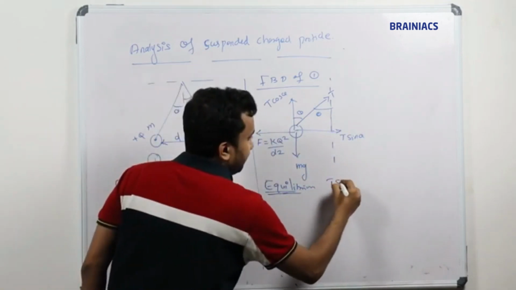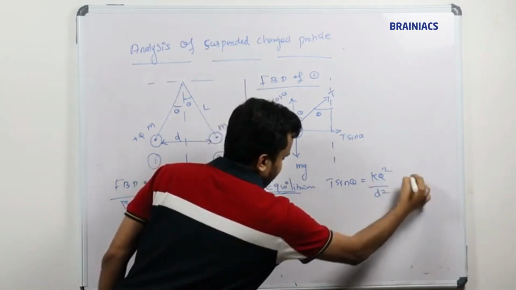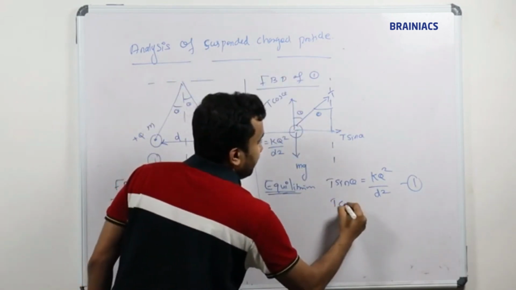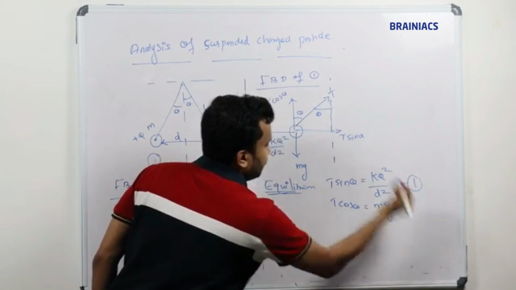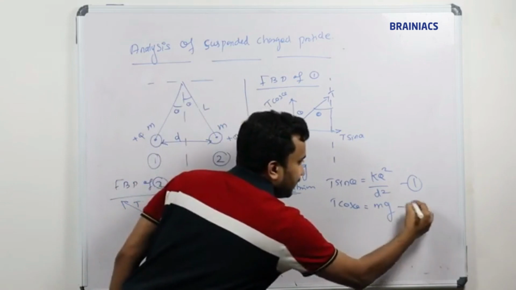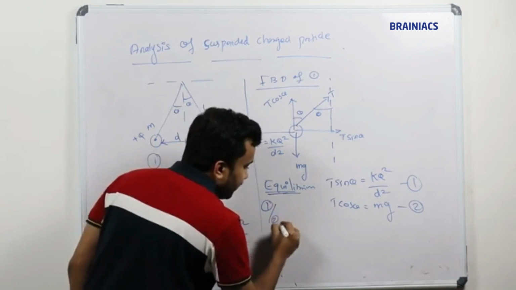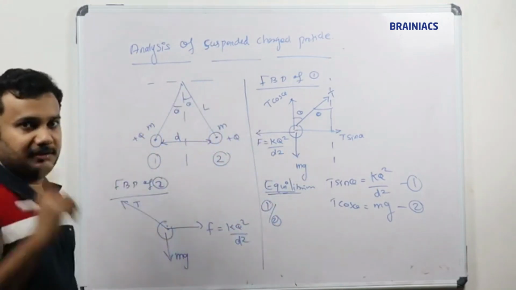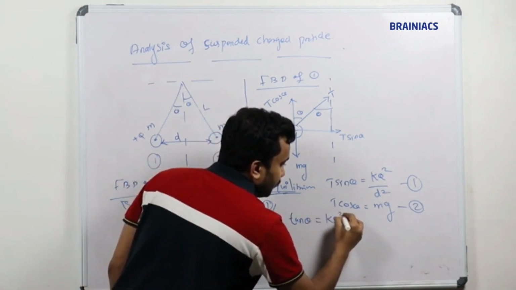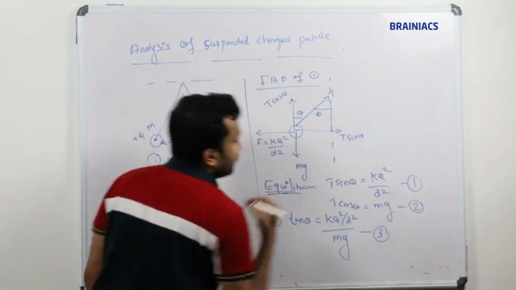So to have equilibrium, T sin theta equals K Q square by d square. This is condition number 1. What is the other condition? The vertical forces should be equal, which means T cos theta equals mg. This is the second condition. Suppose they ask you to find the value of theta. Equation 1 divided by equation 2 gives sin theta by cos theta, which by a basic mathematical principle is tan theta. So tan theta equals K Q square by d square, whole divided by mg. This is the third condition.